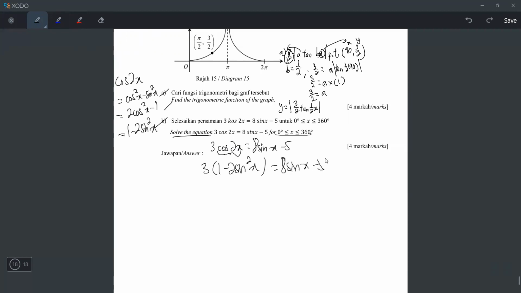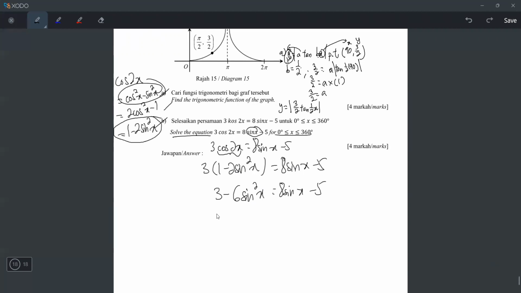So 8 sine x minus 5. So 3 times 1 is 3. I also want to explain why I choose this, because this one has sine. That's why I make the whole equation only have sine. Okay, then it's easy. So later on it will become a quadratic equation involving sine. If I change to this, then it will have cos and sine, then it doesn't help. So 3 times 1 is 3, and 6 sine square x equals 8 sine x minus 5.